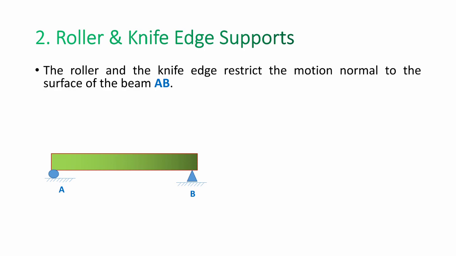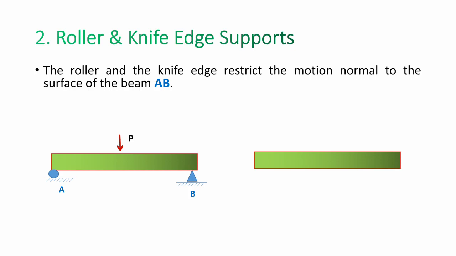Then if I remove the supports A and B, what will happen? The beam AB is going to fall freely from its position, as we have already seen in the earlier slides. So then the force P is acting. If I remove A, that is what was restricting the motion, only the normal. That means vertically downward motion is restricted.